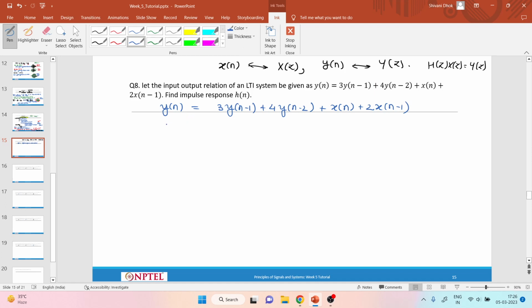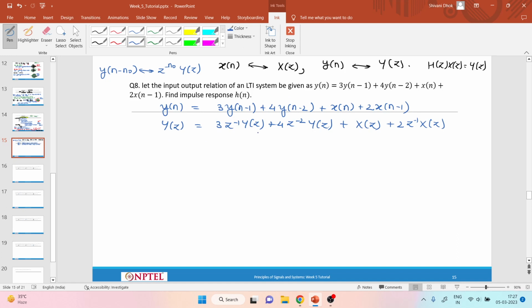So let's say my y of z, that is, I am taking z transform. So this y of z is 3 times, this is time shift property, that is y of n minus n naught will have a z transform of z power minus n naught into y of z. So this will be 3 into z inverse y of z plus 4 into z to the power minus 2 y of z. The z transform of x of n is, let's say, x of z plus 2 times z inverse x of z, again using the time shift property for x of n.